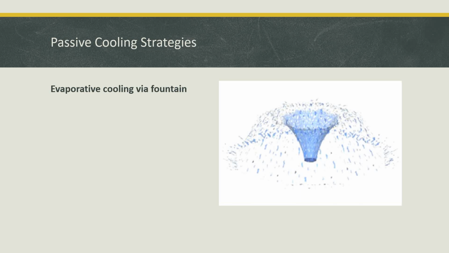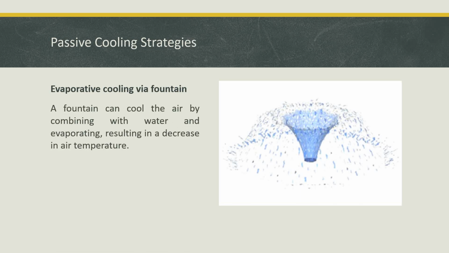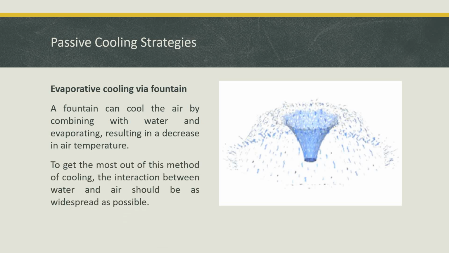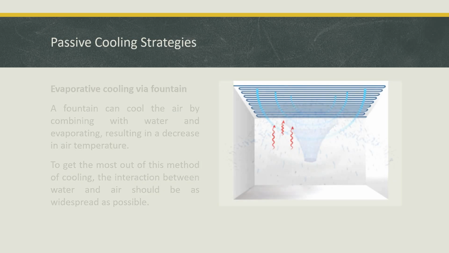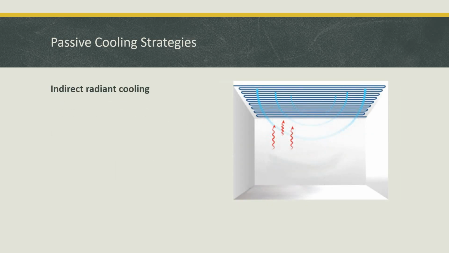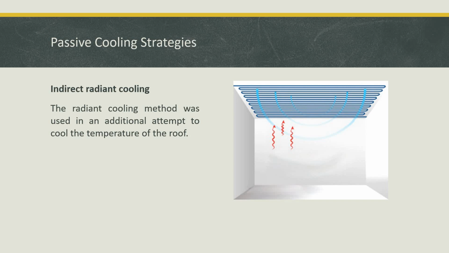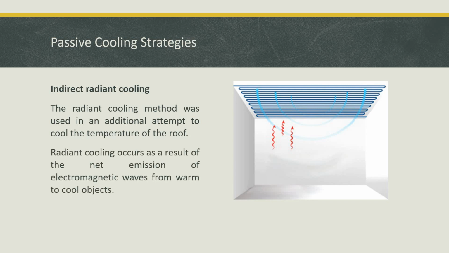Evaporative cooling via fountain. A fountain can cool the air by combining with water and evaporating, resulting in a decrease in air temperature. To get the most out of this method of cooling, the interaction between water and air should be as widespread as possible. Indirect radiant cooling. Radiant cooling was used in an additional attempt to cool the temperature of the roof. Radiant cooling occurs as a result of the net emission of electromagnetic waves from warm to cool objects.